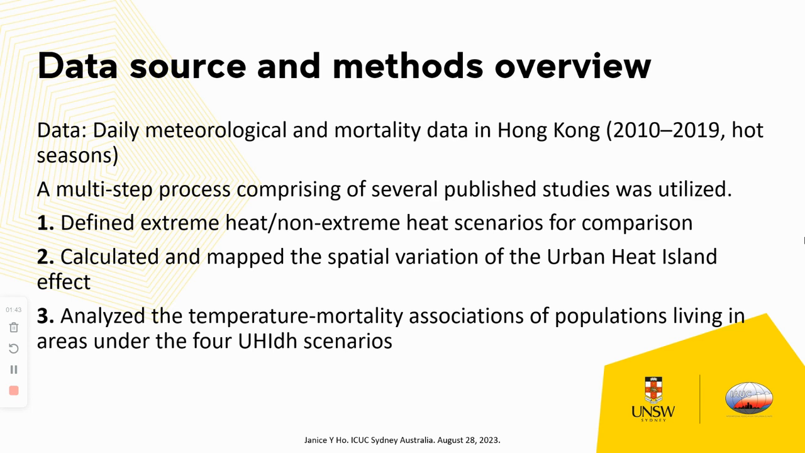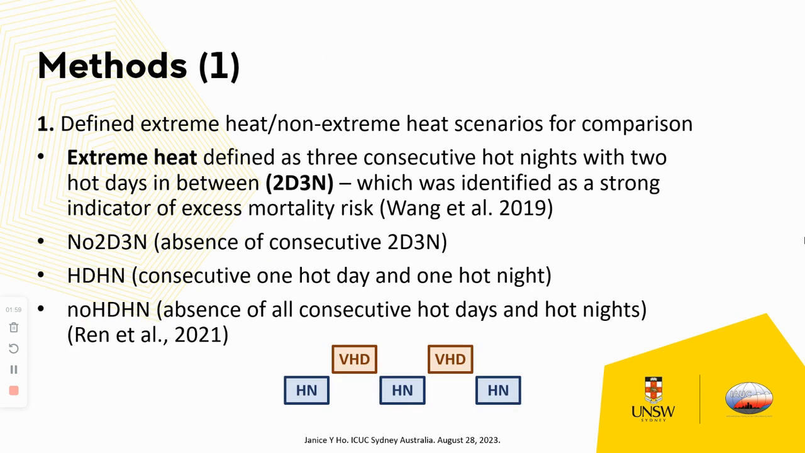The first step was to define the extreme heat and non-extreme heat UHI scenarios for comparison. Secondly, was to map the spatial variation of the urban heat island effect. And thirdly, to use these in order to analyze the temperature mortality associations under the four scenarios. We defined extreme heat as three consecutive hot nights with 2 hot days in between, or 2D3N for short. This was identified as a strong indicator of excess mortality risk, as shown in the previous papers.